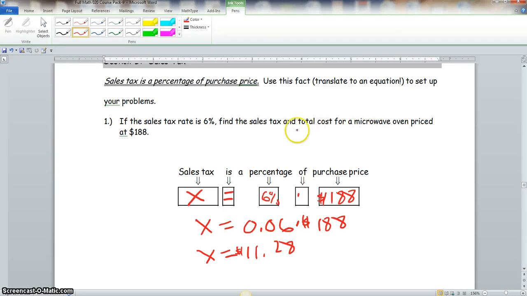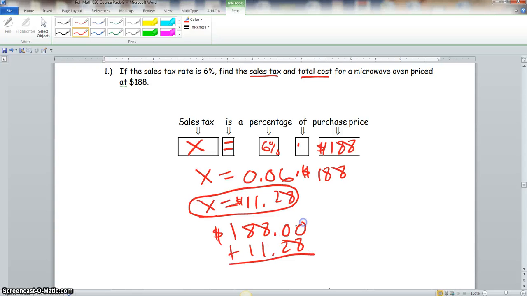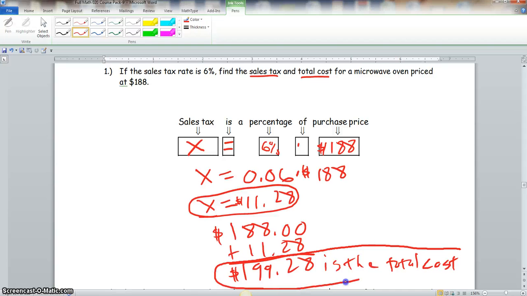Now, that is only part of the problem because we wanted to find the sales tax and the total cost. So this is the sales tax. Now we want the total cost. So we could circle this, and then we would do the total cost. It would be $188 plus the sales tax of $11.28. So this would give us $199.28 is the total cost. So that is the final answer here. So we had a sales tax and a total cost.